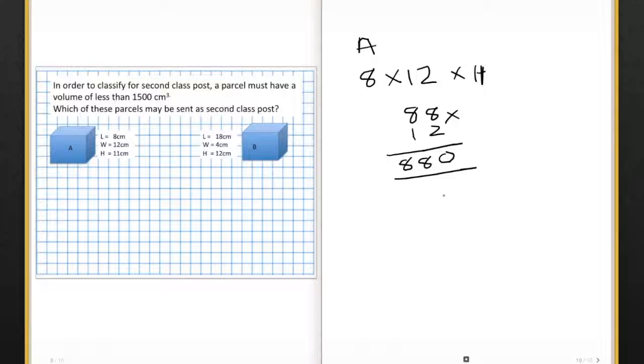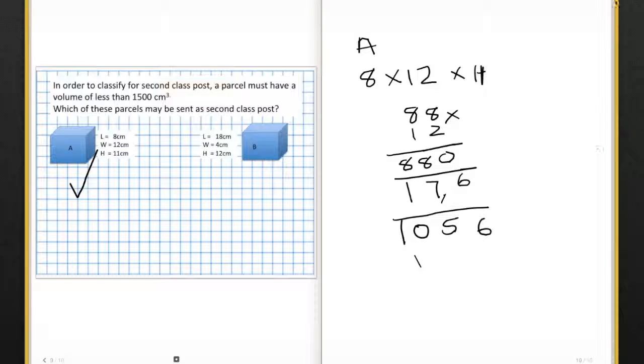2 8s are 16. 2 8s are 16, add the 1, 17. Cross out the 1. Add them together, 6. 8 add 7 is 15. And 8 add 1 is 9, 10. Is 1056 less than 1500? It is. So that can go.